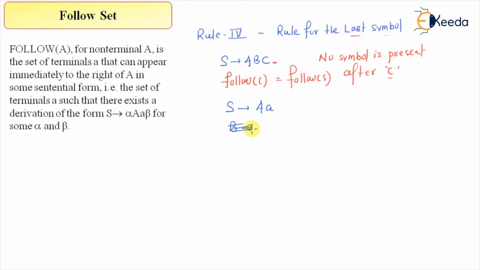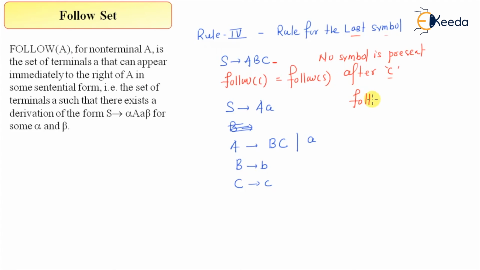Okay, so S derives capital A small a, and suppose A derives B and C. Let me complete here: B derives small b, and capital C derives small c. Now my question in this case is: what is Follow of capital C?